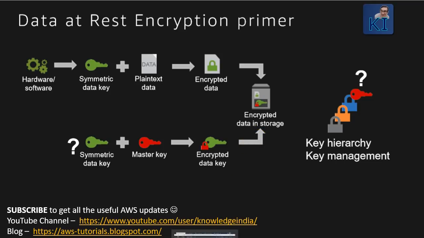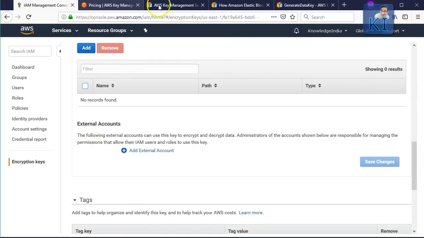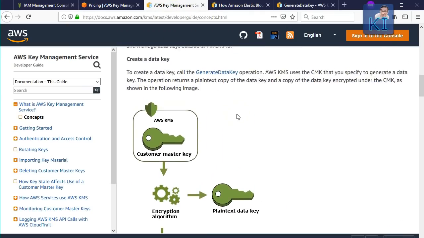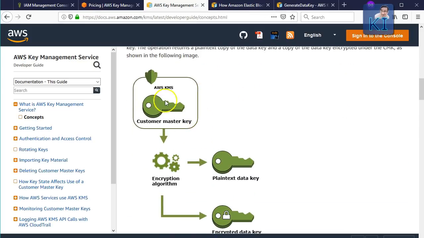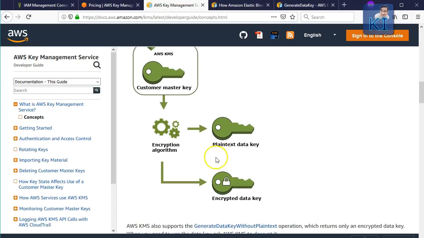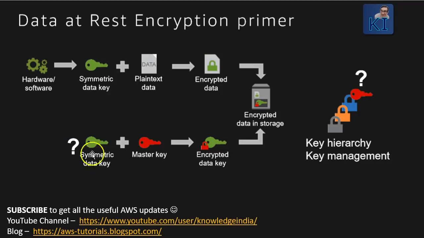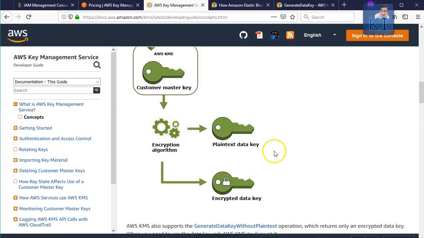Now let me show you quickly a few more things. This is a really good link. I'll request you to go ahead and read this. I'll put this in the description below. If you see, when you try to generate a data key from the customer master key, you get a plain text data key, and you also get an encrypted one. This is what I was explaining here.